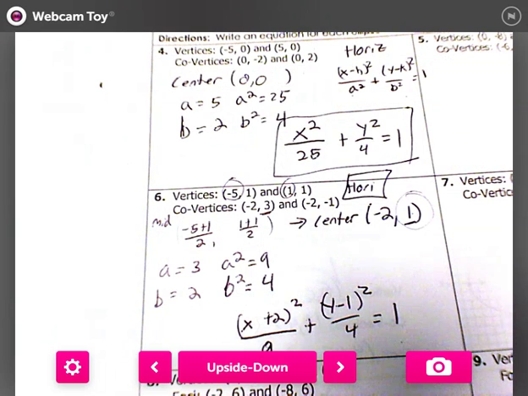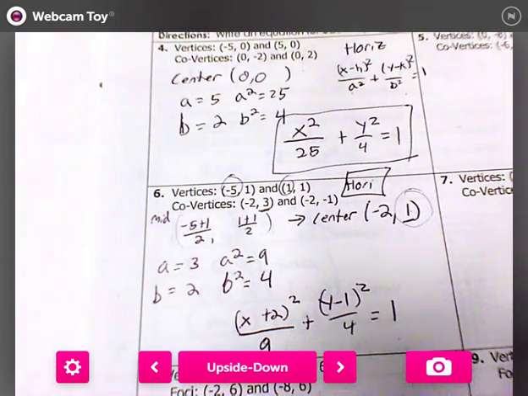Should have probably figured that one out first. All right. Do you want another vertices and co-vertices one like this? Or do you want a vertices and foci one? The foci one? Or the focus point one?